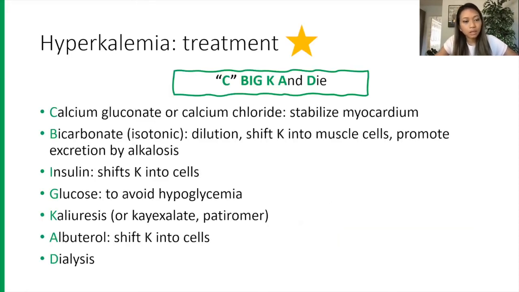So the treatment. This is the mnemonic that I used: C, big K, and die. So calcium gluconate, bicarb, insulin, glucose, caluresis, albuterol, and dialysis. And I'll go over these individually.